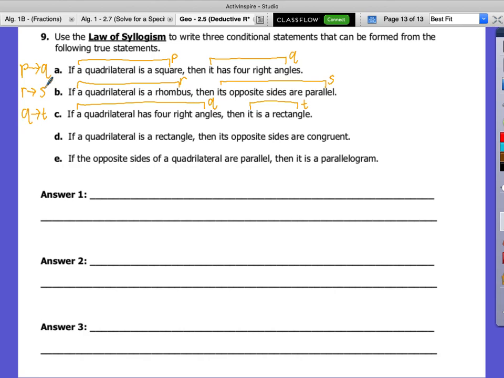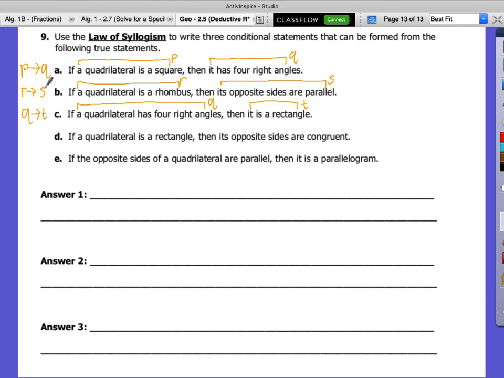Wait, okay, so how do you get the S and the T? Those are just the next letter because it's a new statement. Opposite sides are parallel. Have we seen that yet in either of these? Oh, so you're continuing in the alphabet? Yep, I just went to the next letter. Okay, that makes sense. Yep.